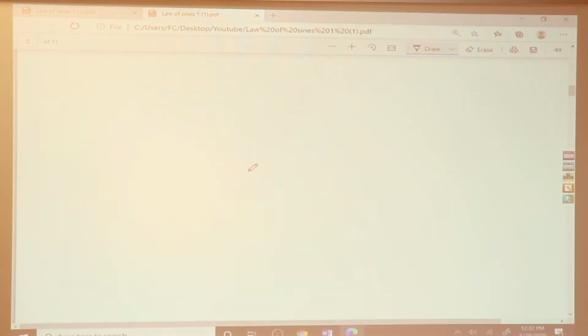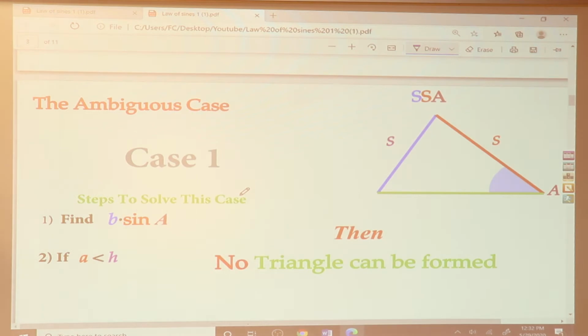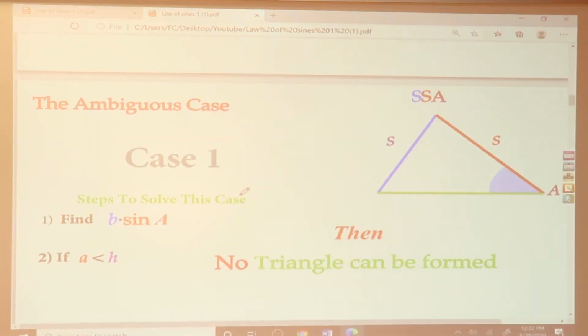Now, after that, the ambiguous case, we have too many cases: either one triangle forms, or two triangles form, or no triangle. And yesterday I discussed the no triangle case.